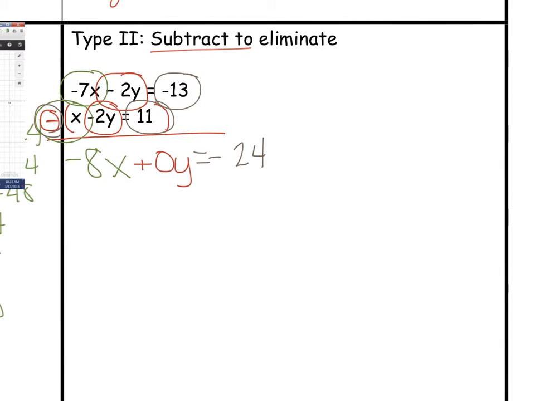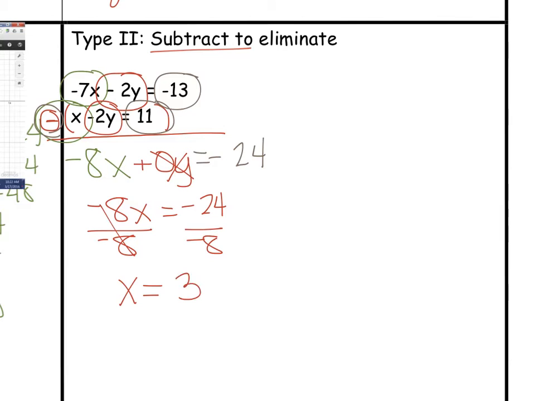So if we simplify this whole thing, we have 8x, and the y cancels out because it's just 0, equals negative 24. Divide by 8, divide by 8, and we get x equals negative 3.